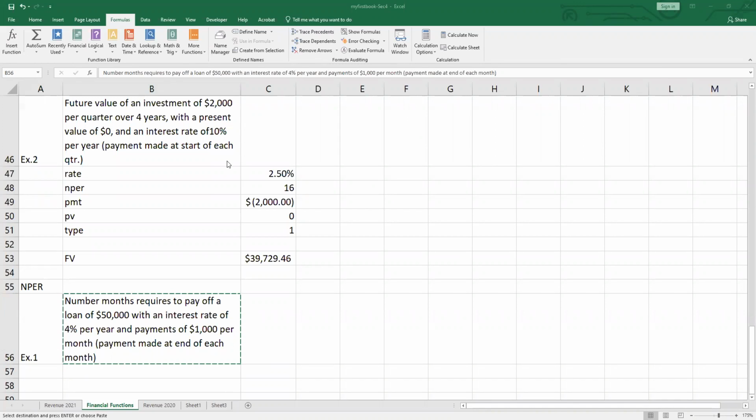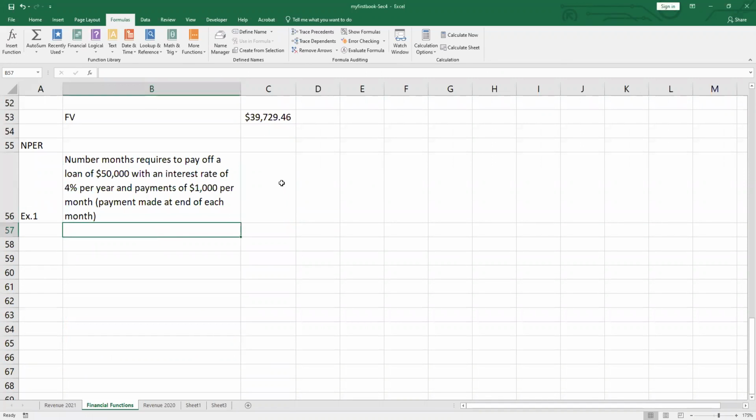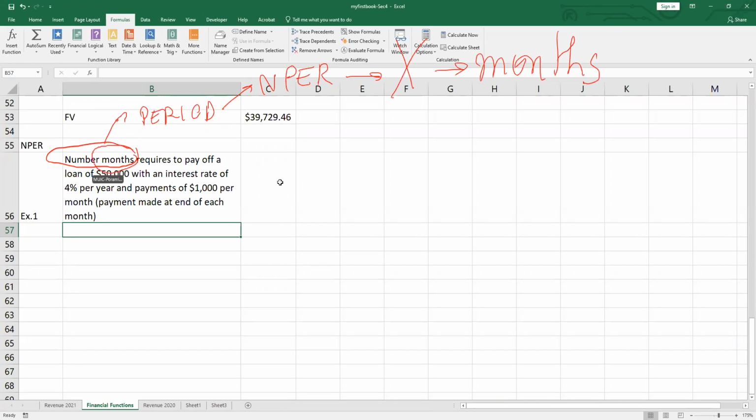Now for this example, firstly it says that we have to find the number of months. That means it is the period, for sure. In our class, we have to find NPER, that is the period of time. In this one, it is the number of months. So the answer for NPER in this case, when we finish calculating, for example it's X, and the unit of X is months in this example, because we want to find the number of months here.